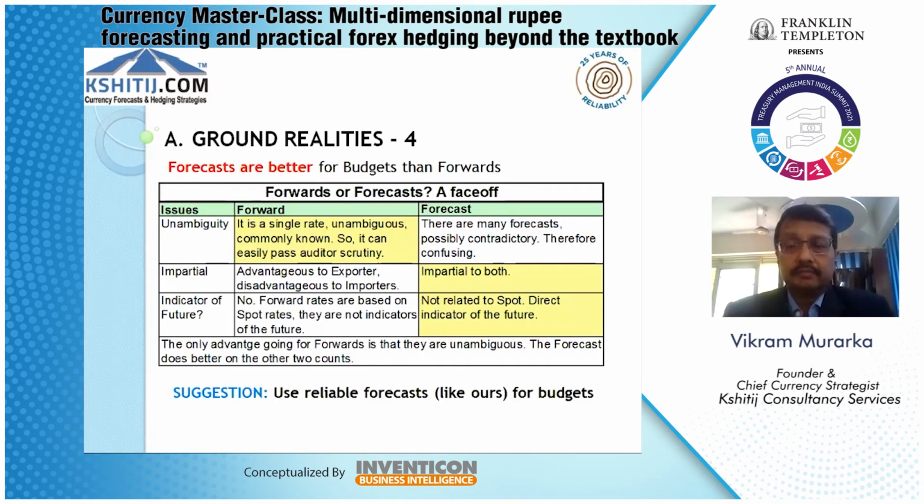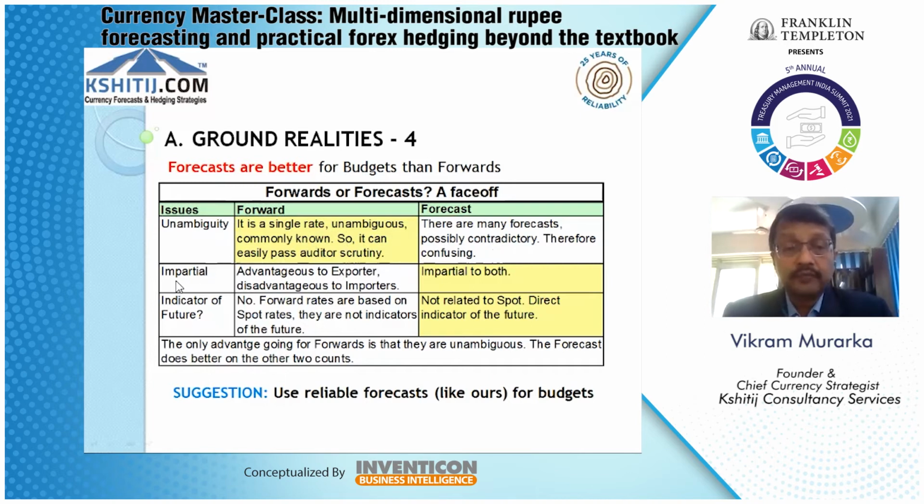Another ground reality when working in Forex is there is often a dilemma as to what to use for making our budgets. So we say that forecasts are better for budgets than forwards. So let's have a small face-off between forwards and forecasts. What should we use for our Forex budgets? If we take the issue of unambiguity, then definitely a forward is a better rate, because it is a single rate, it is unambiguous, it is commonly known, and it easily passes auditor scrutiny. Whereas there can be many forecasts which are all possibly contradictory, and therefore they're all confusing. So it might be better to use a forward rate.